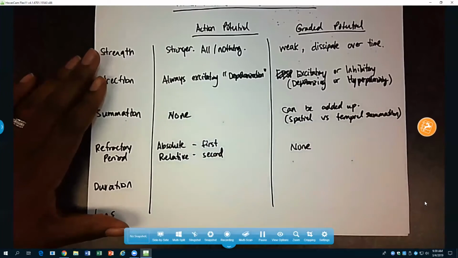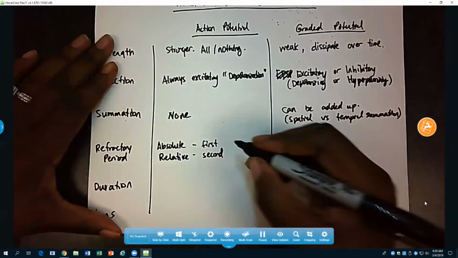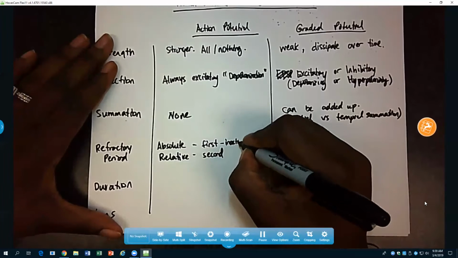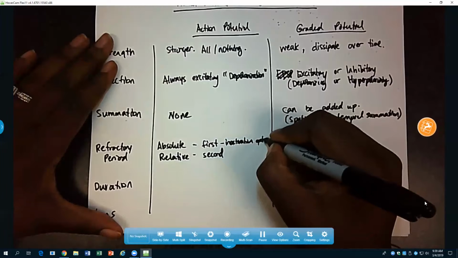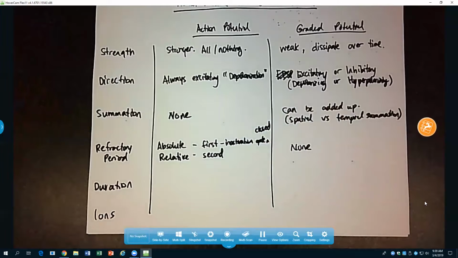Okay. And what was the reason for the absolute refractory period? Sodium inactivation gates are closed. Good, perfect. So the inactivation gates on the sodium channels are closed, so we cannot depolarize this membrane. There's that brief period right after the action potential where it's impossible to fire another action potential.